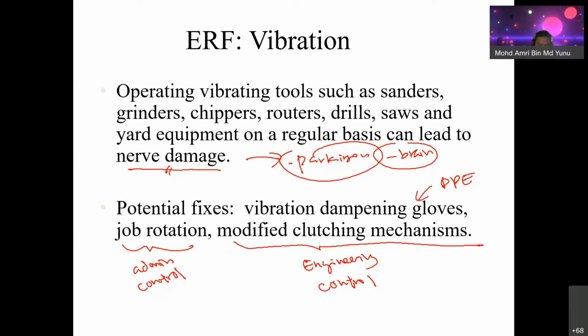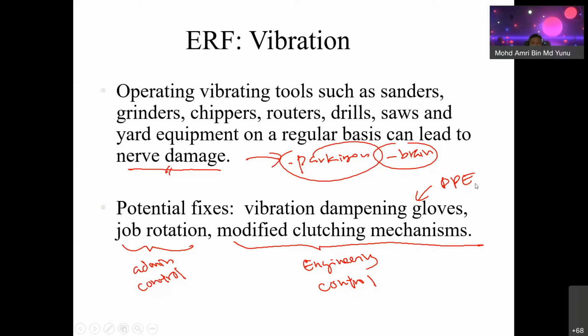It is an important part of ergonomics, the ergonomic risk factor, where you use tools like drills, saws, grinders, and jackhammers, which have vibration. And when you use them on a regular basis, it can lead to potential damage.